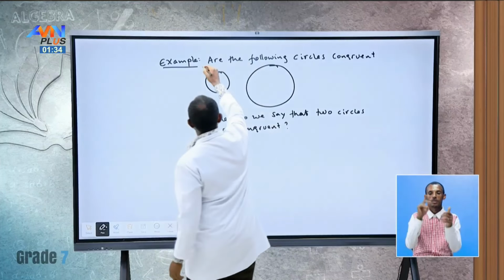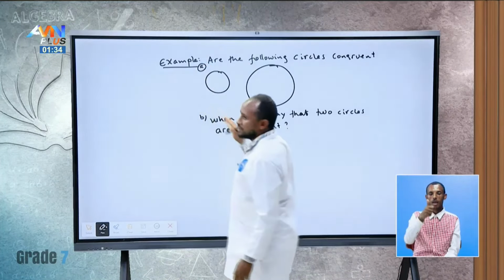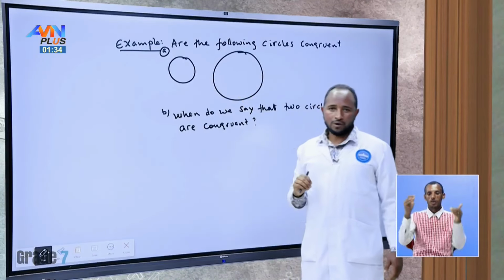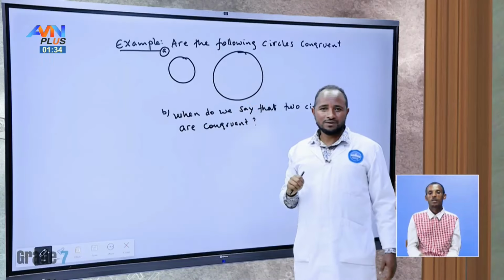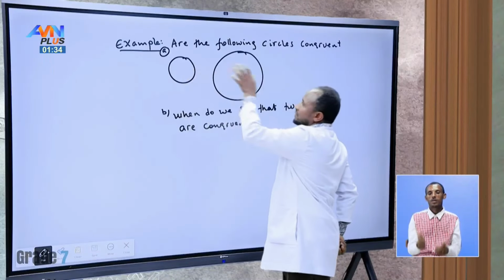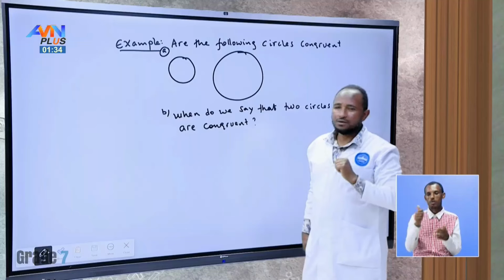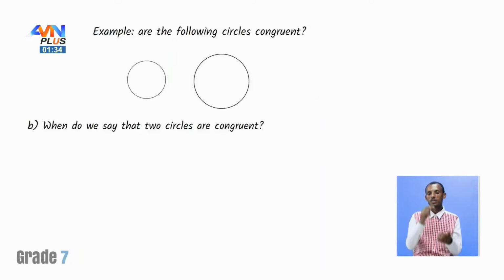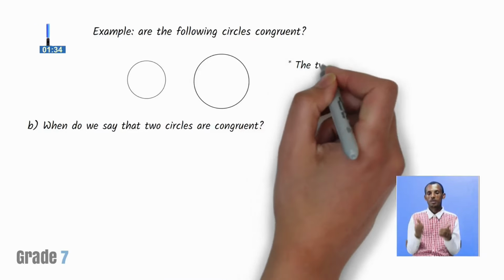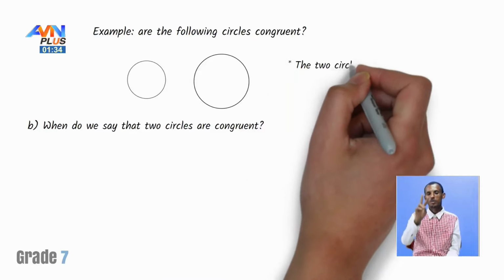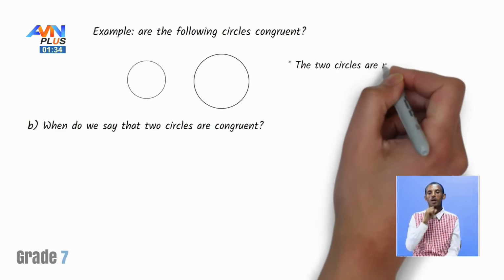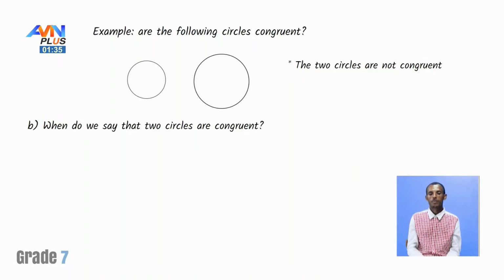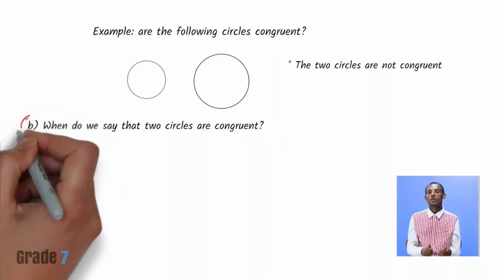Okay, in the first question A, we are asked whether these two circles are congruent or not. Are these two circles congruent? Does this circle fit on this if we move this circle? No, these two circles are not congruent. The answer here is the two circles are not congruent.